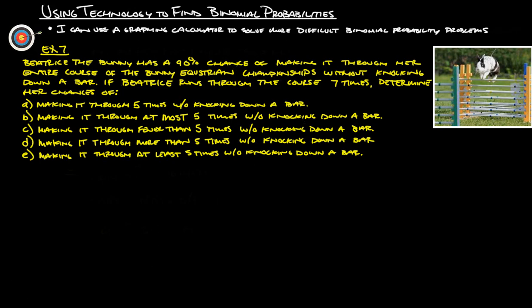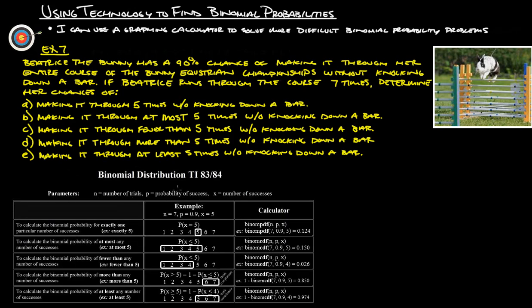So I found something that I think will help you out. This is the binomial distribution using a TI 83 and 84. I know this looks kind of weird right now, but I'm going to explain this, and it should help you out significantly. So N on here is the number of trials, P is the probability of success, X is the number of successes.